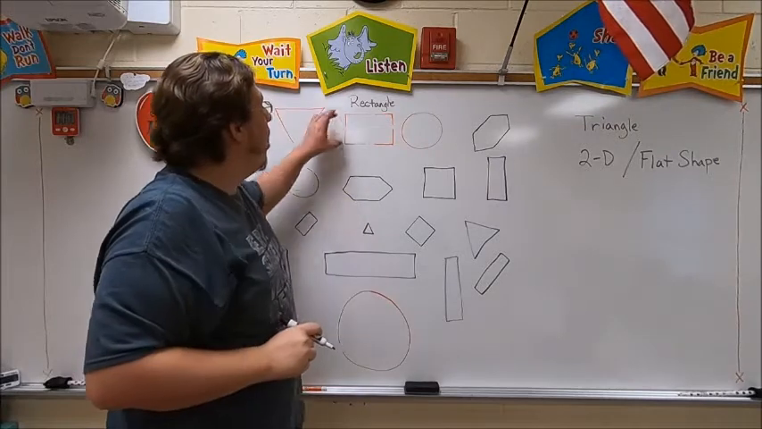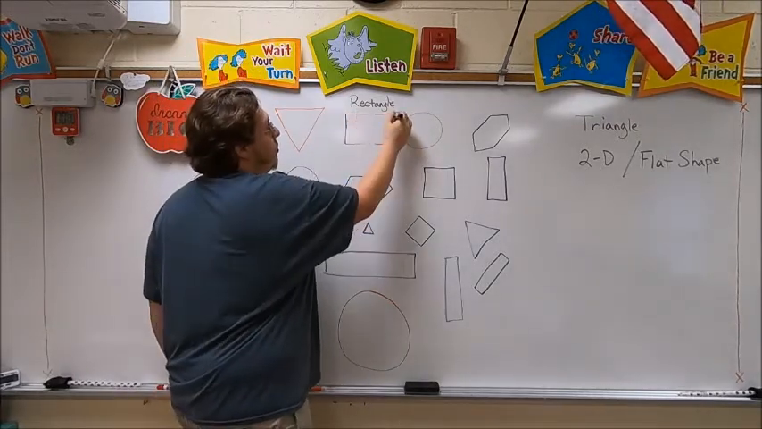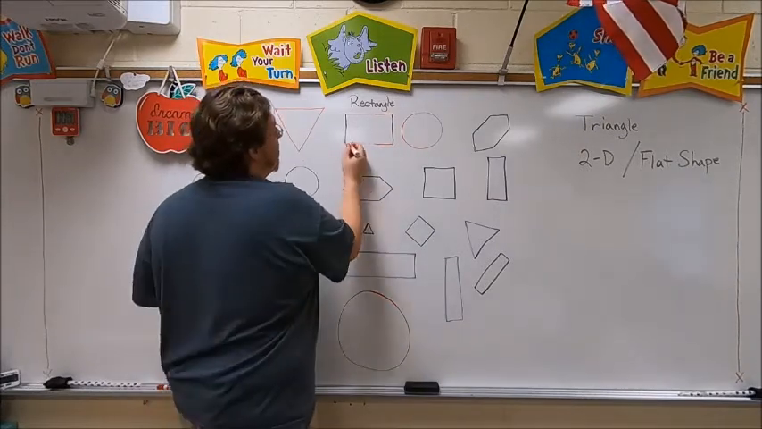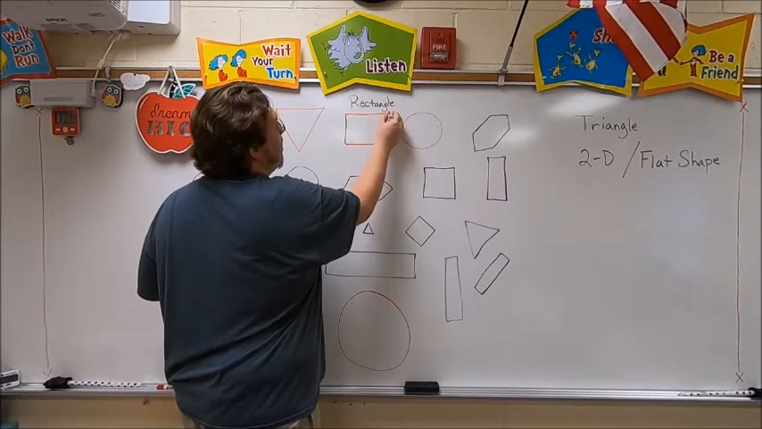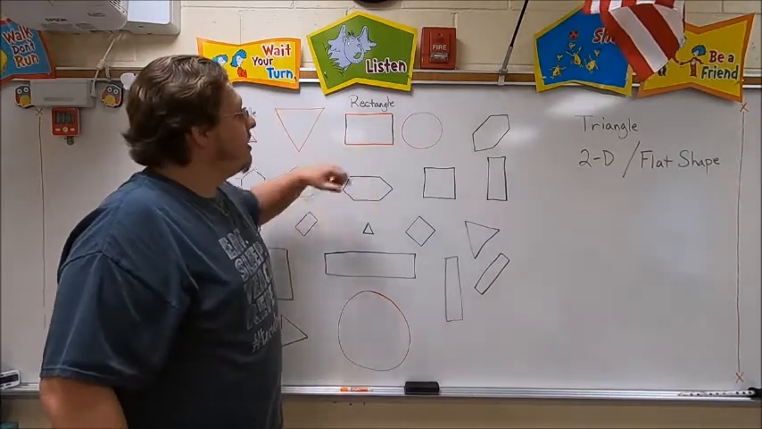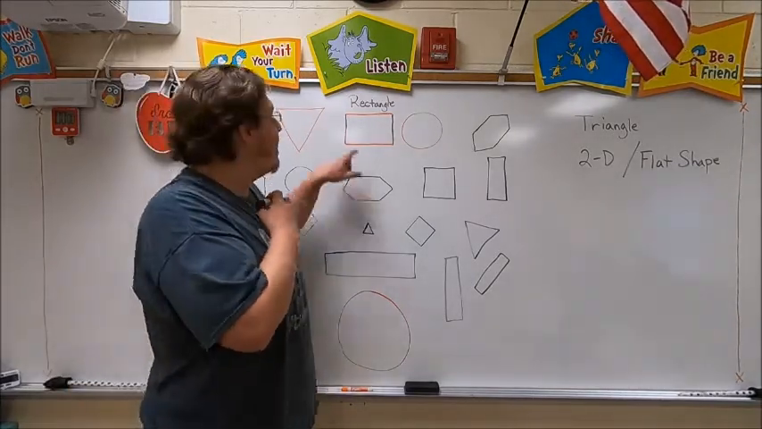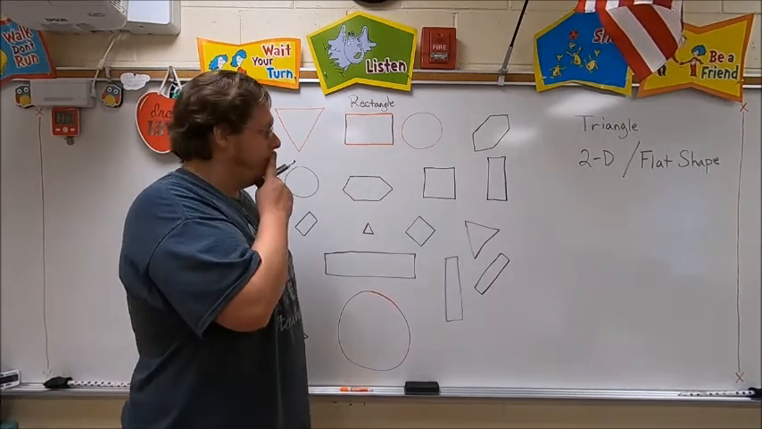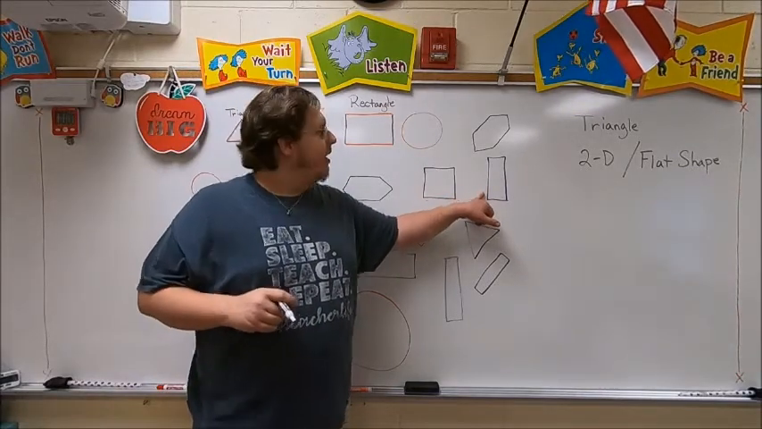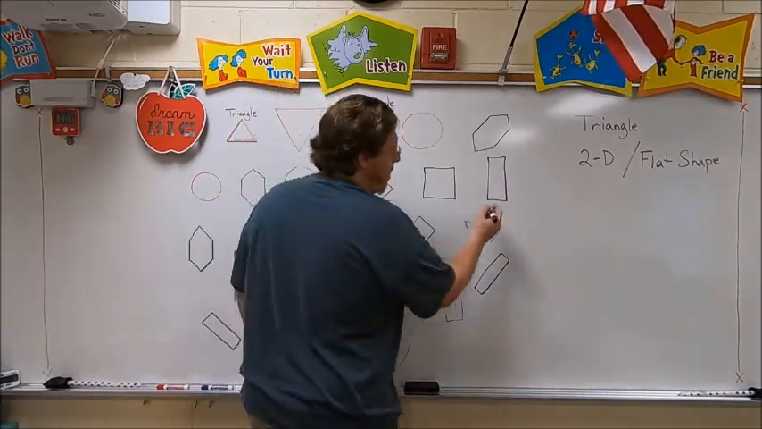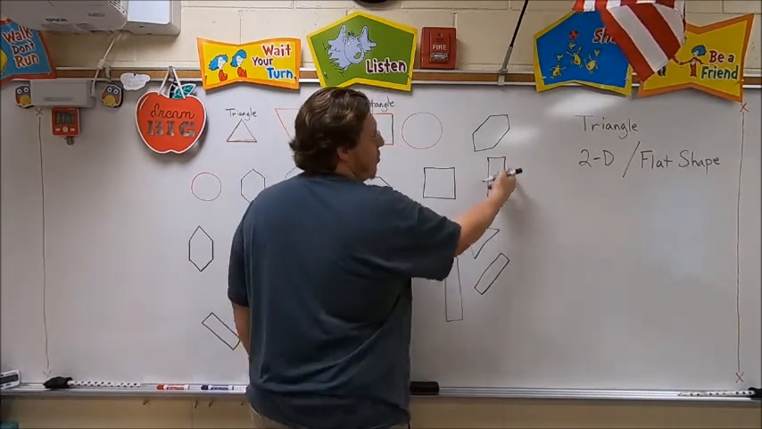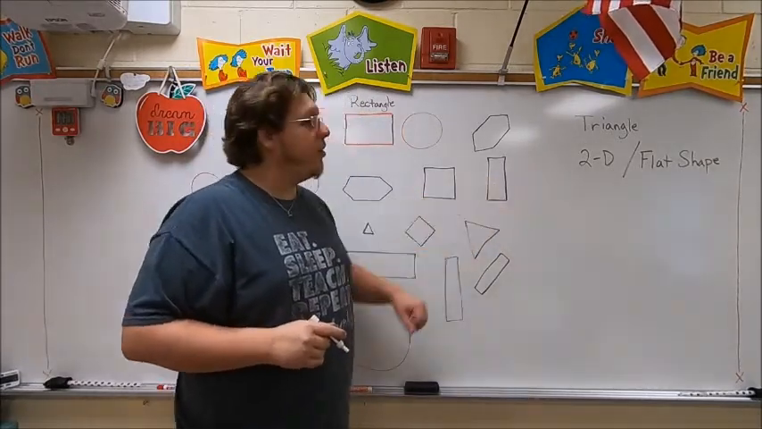And rectangles are shapes that have two sets of equal size sides. And again, this is a 2D shape. It's a flat shape. Let's see if we can find another one that's got two different size sides. Did you point that one out? I hope you did, because we have right here two short sides, and then we have two long sides. And that makes us another rectangle.